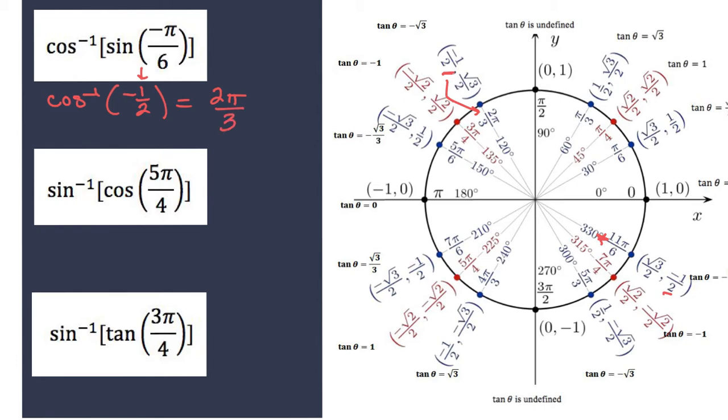Inverse sine of cosine of 5 pi over 4. Again, we're going to start with finding cosine of 5 pi over 4. Now we need to find inverse sine of negative root 2 over 2. Inverse sine is a y value, so we're going to find the y value in the principal root and work our way in. Again, we want to make sure, since we're using the principal root, that it is between negative pi over 2 and positive pi over 2. So our answer is negative pi over 4.